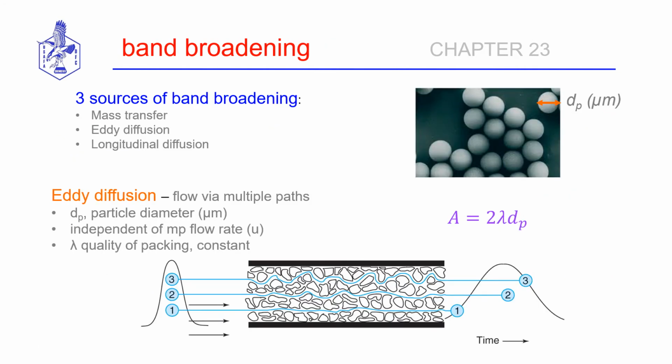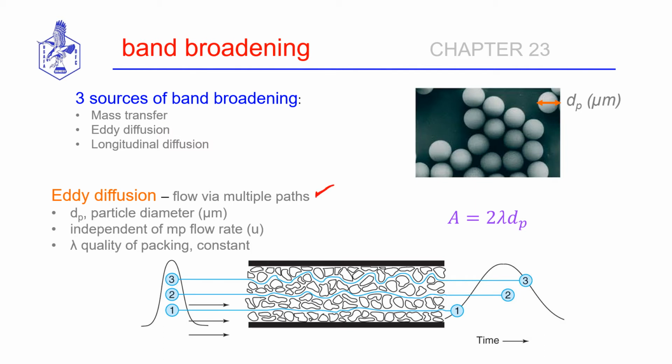So what parameters influence the extent of the band broadening that occurs as a group of molecules traverses the column? There are three sources of band broadening: mass transfer, eddy diffusion, and longitudinal diffusion. We're going to start with eddy diffusion. So eddy diffusion is the flow via multiple paths.